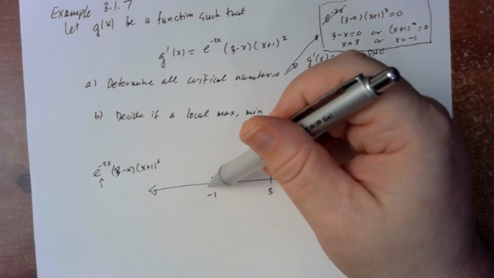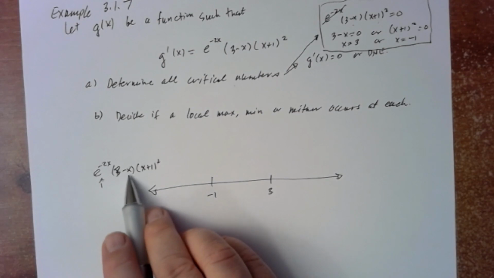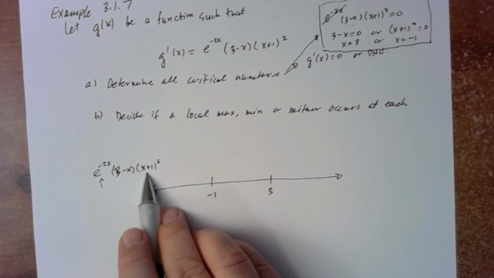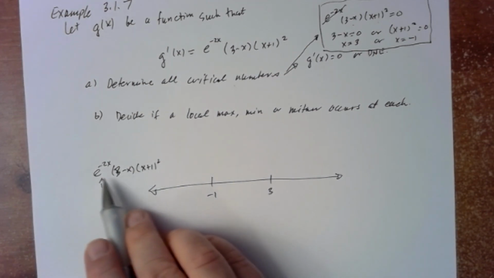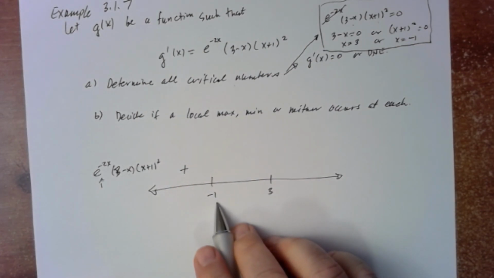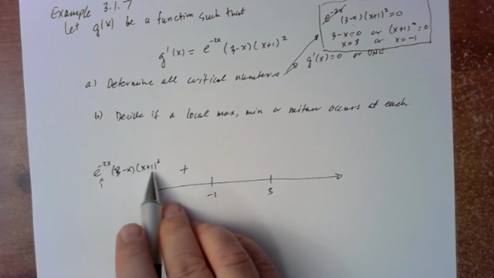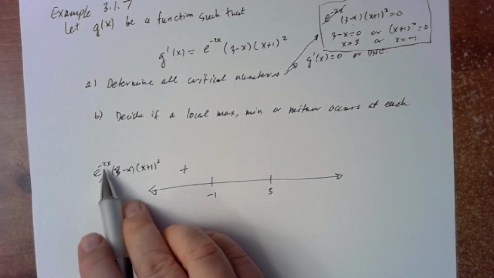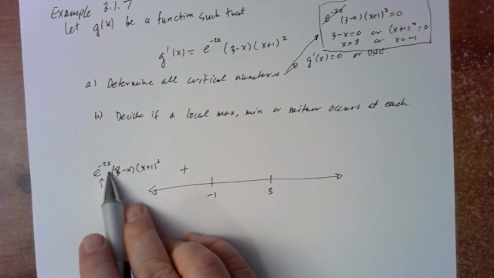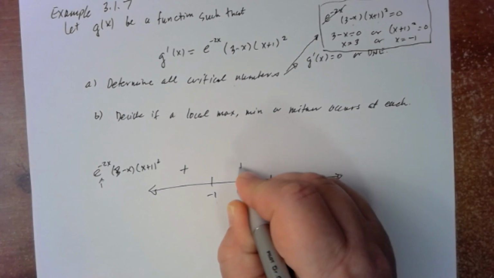So I can use some test points. So for example, how about if I test x equals minus 2? Well, if I put in a minus 2 here, this term would be a positive number, and minus 2 here, this term would be a positive number. Positive times positive is positive. So everything's positive here, so I just say positive. Now a number between minus 1 and 3. So for example, x equals 0 is a test point that I could use. So if I put in a 0 for my x, e to the 0, that's equal to 1, so that's positive. That's 3, so that's positive. That's 1, that's positive, so everything's still positive.